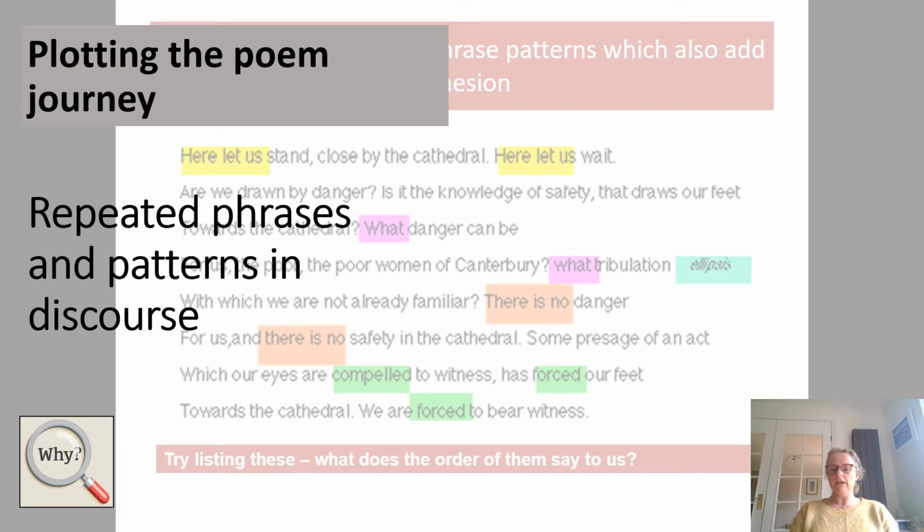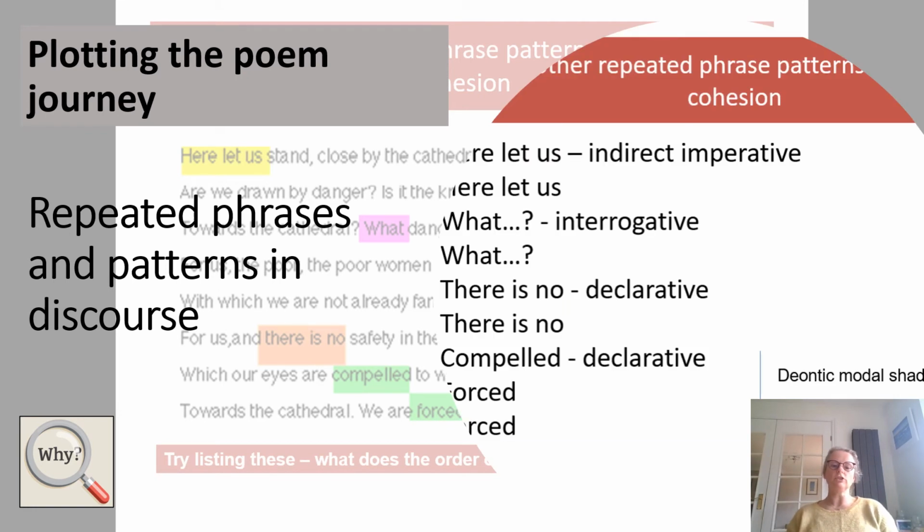So for me, and again, I'll just show you some of the things that I've picked out by saying, right, my criteria is I'm going to look at what's repeated. So here I've got, and you saw the poem in the background before, and I'd highlighted that, and then I'm doing exactly the same process. I've listed them. So what's the repetition? Here let us, here let us. We've got a what and a what. Then we've got there is no, compelled, forced, forced.